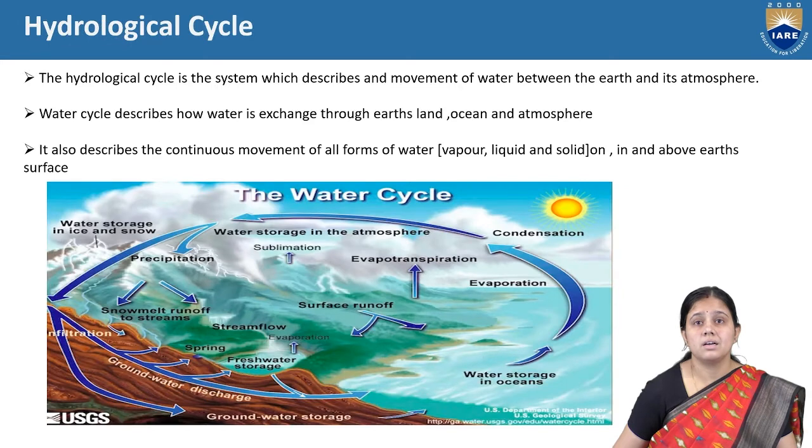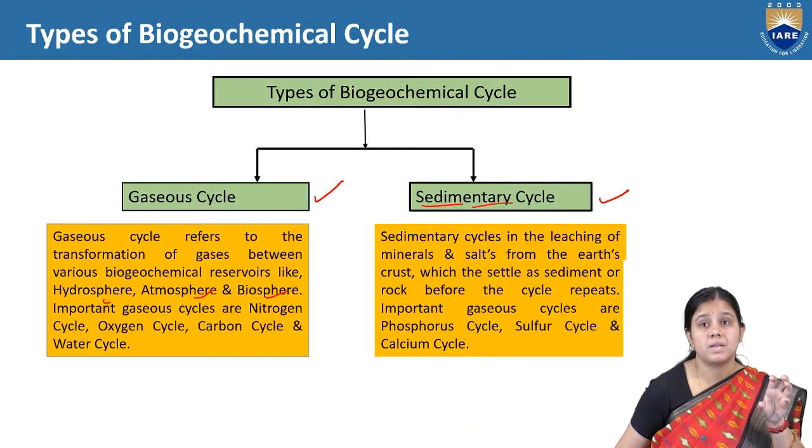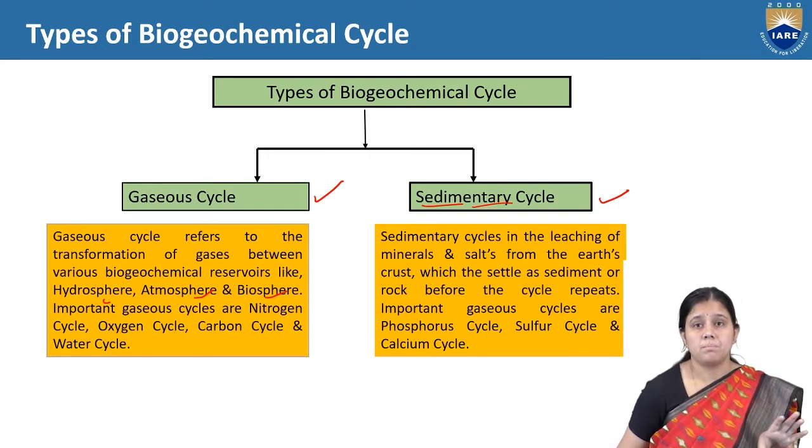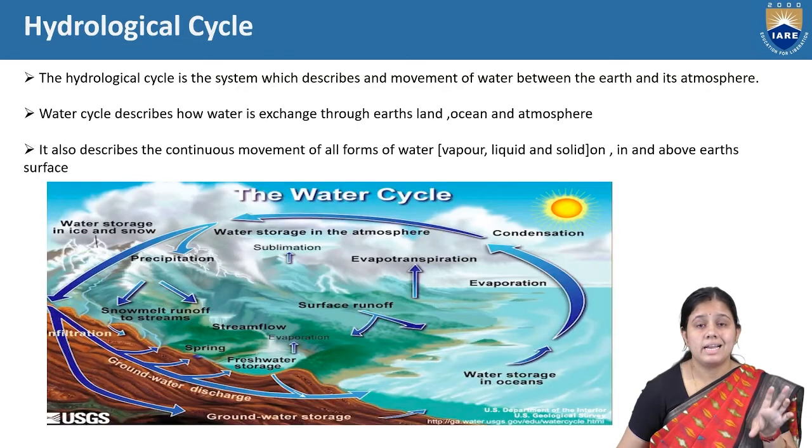Gaseous cycles are those cycles in which all the nutrients and chemical compounds are present in the form of gas. So this is the gaseous cycle. Now let's start with the hydrological cycle.